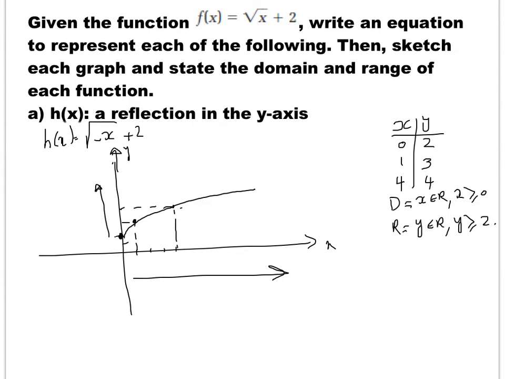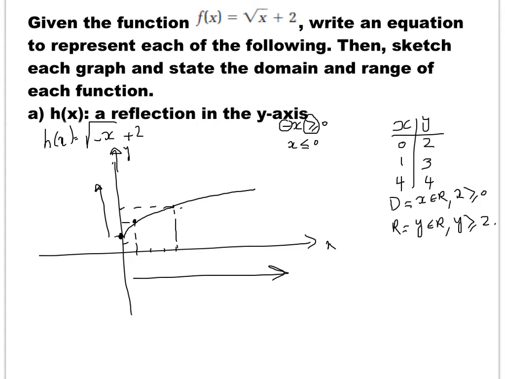Now for the transformed function, square root of negative x plus 2, we know that under the square root has to be positive, so negative x has to be greater than or equal to 0. If I multiply both sides by negative 1 to get rid of this negative, the inequality changes direction. So this becomes x less than or equal to 0 times negative 1, which gives you 0.